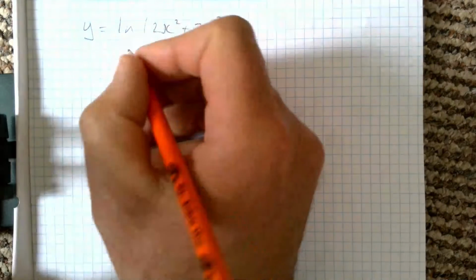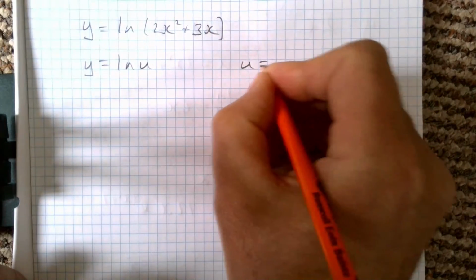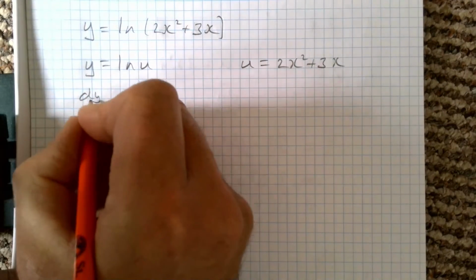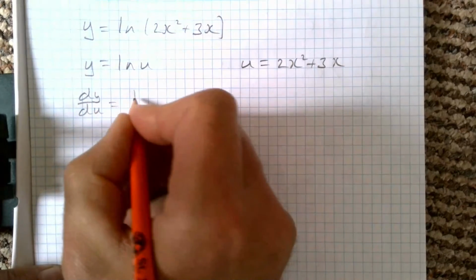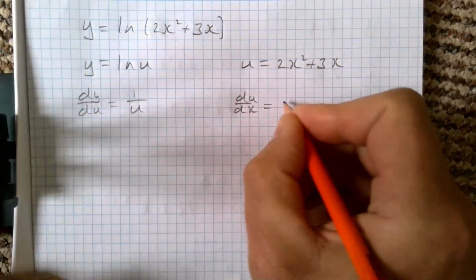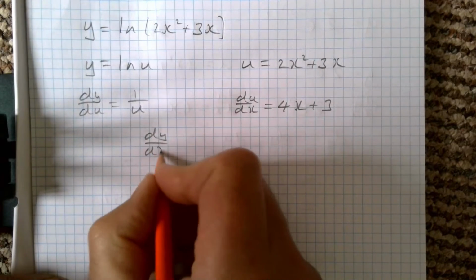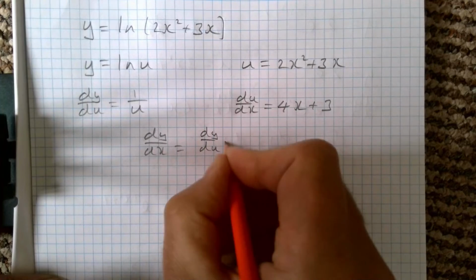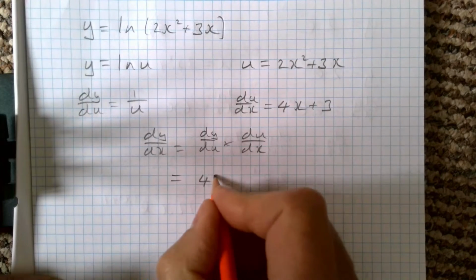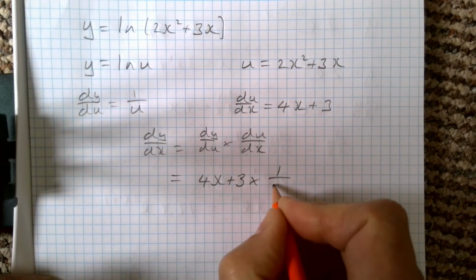Is on ln x. So again, we're going to get y equals ln u, because we're going to let u equal 2x squared plus 3x. If we differentiate, dy by du equals 1 over u, du by dx equals 4x plus 3. dy by dx then is dy by du multiplied by du by dx. So dy by du times du by dx, or I should really have written that the other way around, but that's okay.